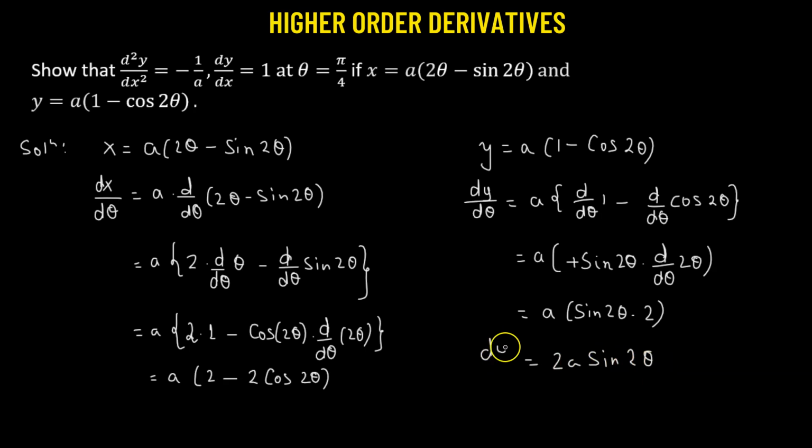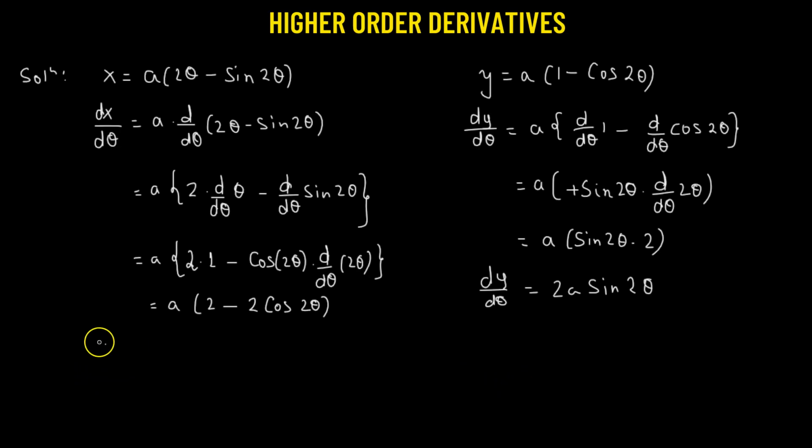So this is the value of dy over d theta, the derivative of y with respect to theta, and the derivative of x with respect to theta is given by, here we can take 2 as the common factor, 2a multiplied by (1 minus cosine of 2 theta).